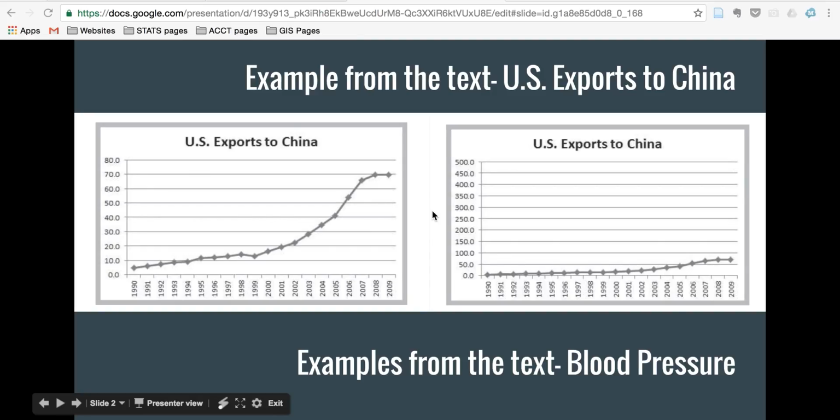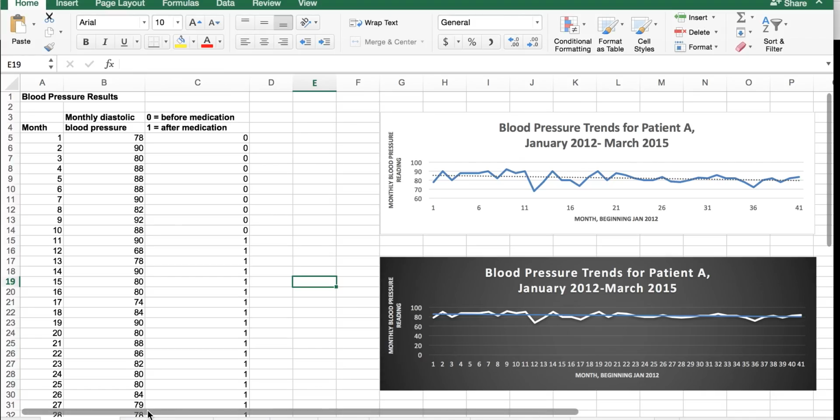The other example from the text, I used some of the data from a problem in chapter 4 and applied a little bit of poetic license to make it work for my examples. So this is some blood pressure results data given to us at the beginning of the class. And you were supposed to use it to determine whether or not some sort of applied medical intervention stabilized a patient's blood pressure.